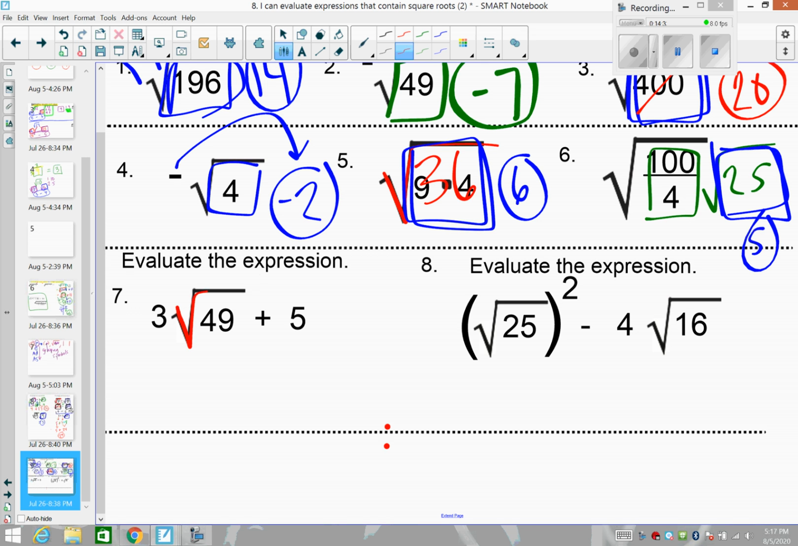Remember that this is a grouping symbol. It has to happen first, so we're going to do that first. The square root of 49 is 7, because 7 times 7 is 49, so it's a perfect square. The operation that sits on the outside here is multiplication.